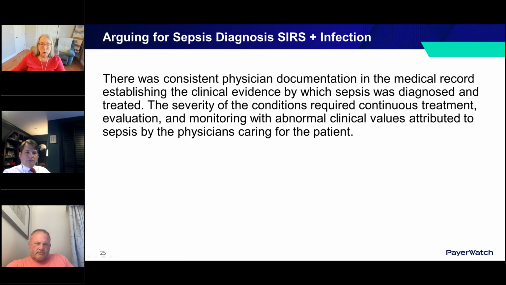All right, and then one more sentence that you can consider using in your appeals is to be sure the payer knows that there was consistent physician documentation in the medical record establishing the clinical evidence by which sepsis was diagnosed and treated, and that the severity of the condition required continuous treatment, evaluation, and monitoring, with abnormal clinical values attributed to sepsis by the physicians caring for the patient. And then you can go on and describe what those abnormal clinical values were and where in the record the physician attributed those to sepsis.